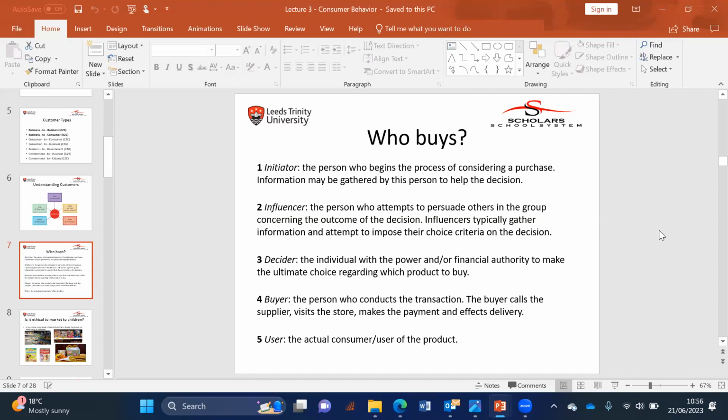Then there's the buyer, the person who actually conducts the transaction. And the buyer calls the supplier, visits the store, makes the payment, and effects the delivery. So the buyer doesn't have to be the person who's using it. For example, if my friend's not feeling well and she's asked me to go get her medicine, I could be the buyer, but the product isn't for me, it's for my friend. And then there's the user. So in that scenario, my friend would be the user because she's the one who's actually using the product.